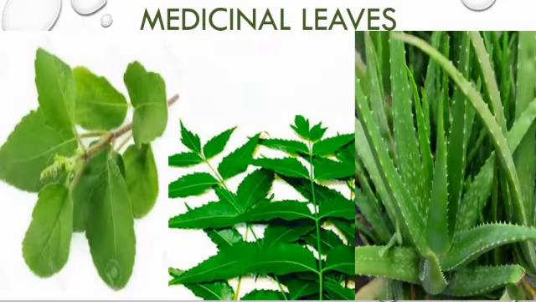Some leaves have medicinal properties. We call those plants as medicinal plants. For example, neem leaves are used to cure skin diseases, while tulsi and eucalyptus leaves are used to cure cold and cough. The leaves of aloe vera plant are thick and fleshy. The gel extracted from these leaves is used in herbal medicines and cosmetics.